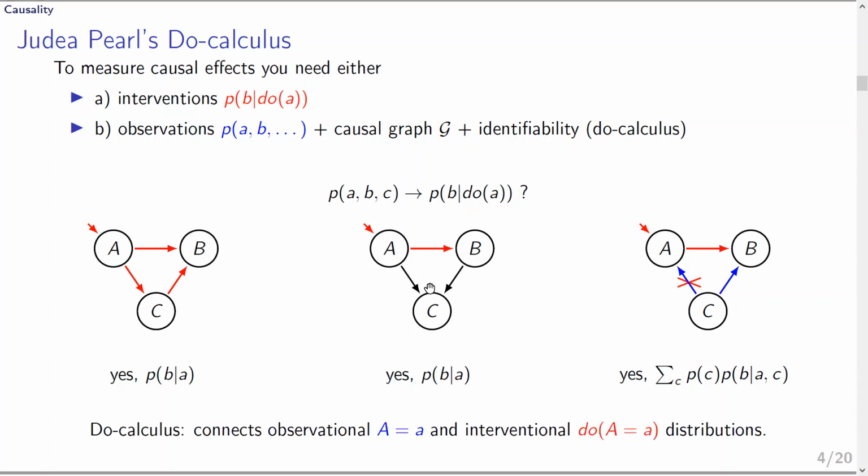So in a nutshell, do calculus is a tool to connect observational distributions and interventional distributions. What it needs is the causal graph. You have to know the causal graph. And then you can just observe the system, measure the distributions, and you can apply some formulas to extract causal effects. So you need observations and the causal graph.